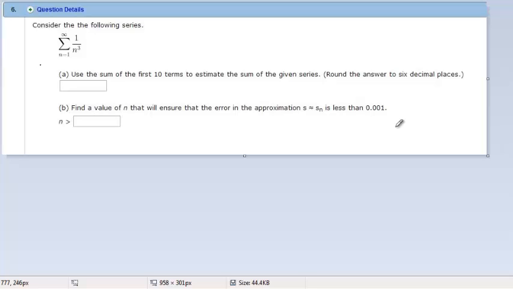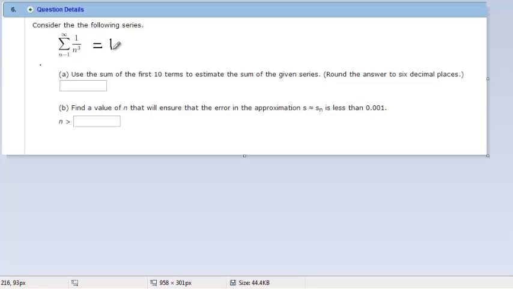Next, let's look at the following problem from WebAssign. Here we have a sum, summation from 1 to infinity of 1/n cubed. In part A, we want to look at the sum of the first 10 terms to estimate the given infinite sum. So let's look at this sum and let's write out the first 10 terms.